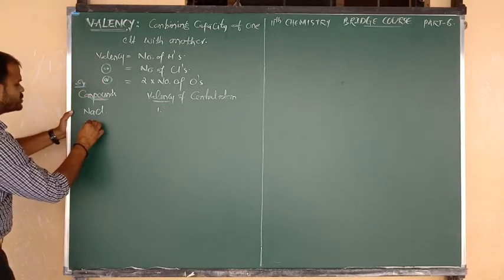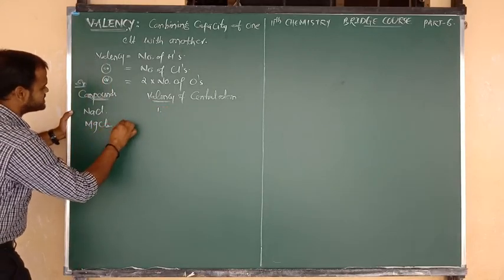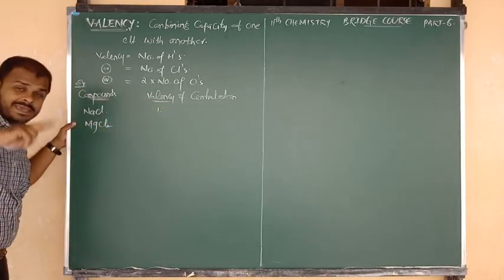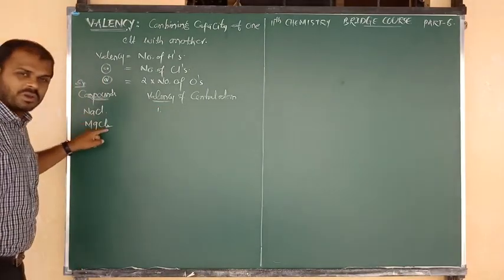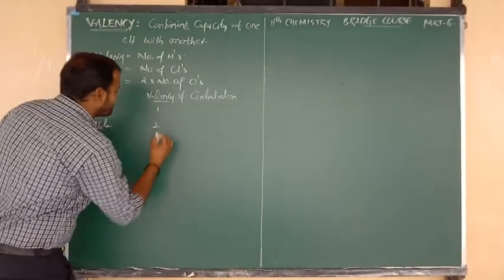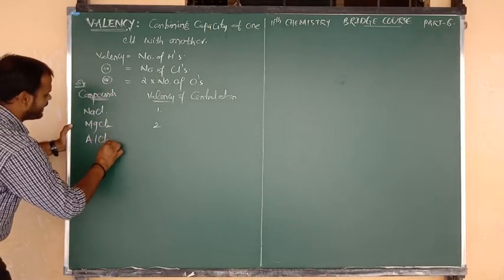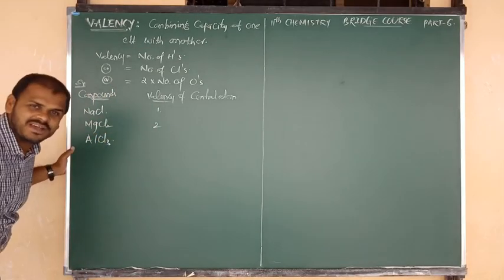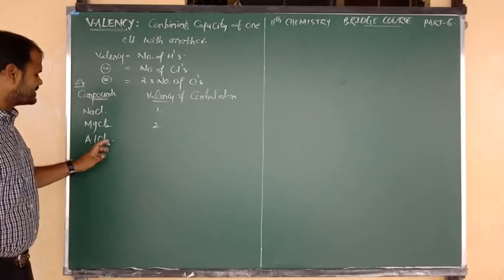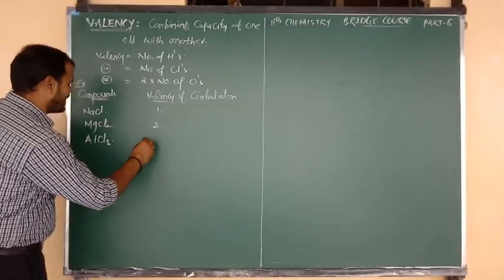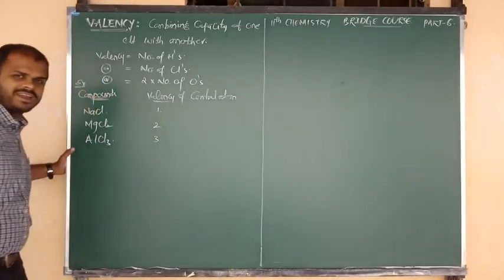Next example is MgCl2. One Mg can combine with how many chlorines? 2 chlorines. So we can say the valency of magnesium is 2. Next one is aluminum chloride, AlCl3. One aluminum can combine with 3 chlorines, so we say its valency is 3.